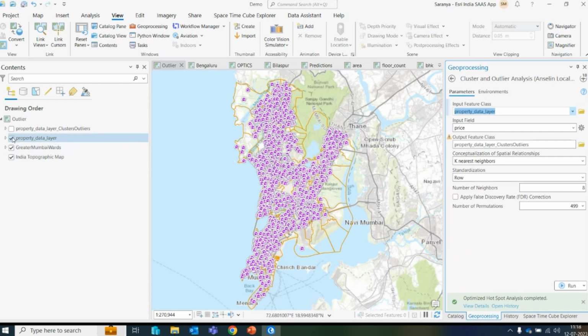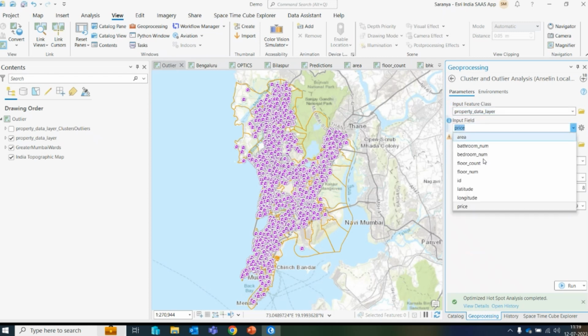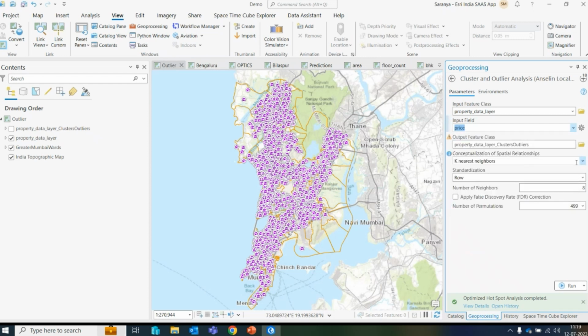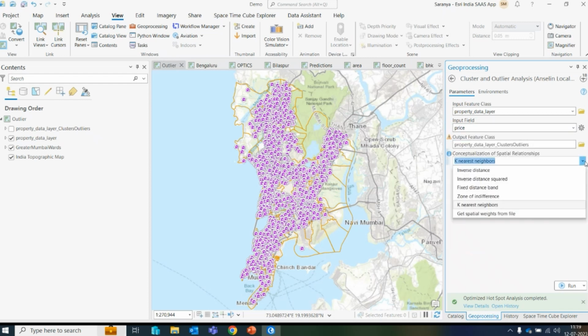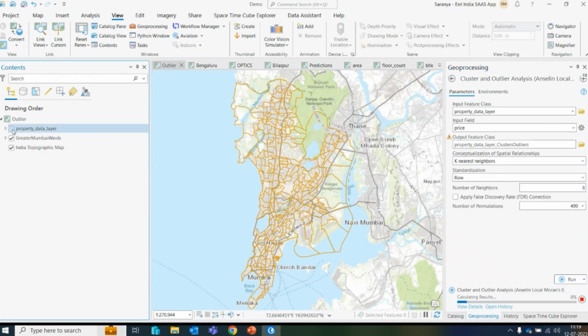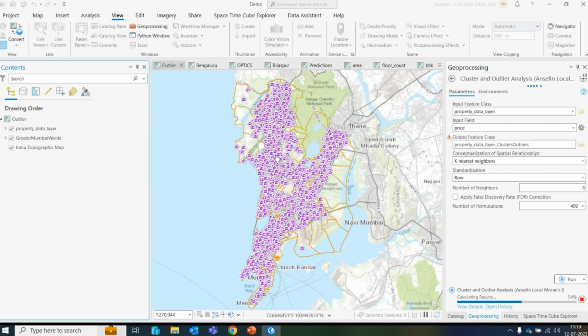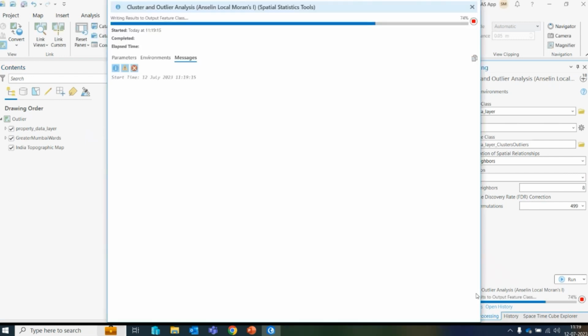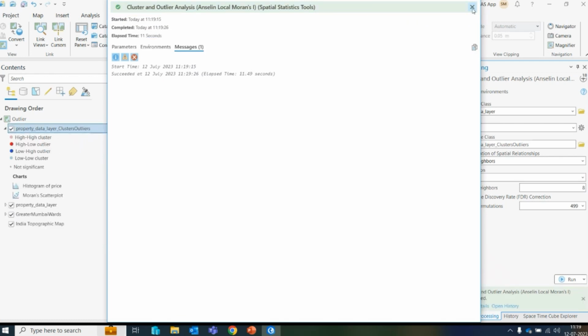So in this case, we are using the same input. So I have given property data layer as my input. The input field I am interested in is price. And here also you can choose your concept, the spatial relationship concept, and you can run the tool. So this tool will automatically tell you if there are any outliers, where are the high clusters, where are the high low clusters. And don't forget to look at the messages when you run the tool.